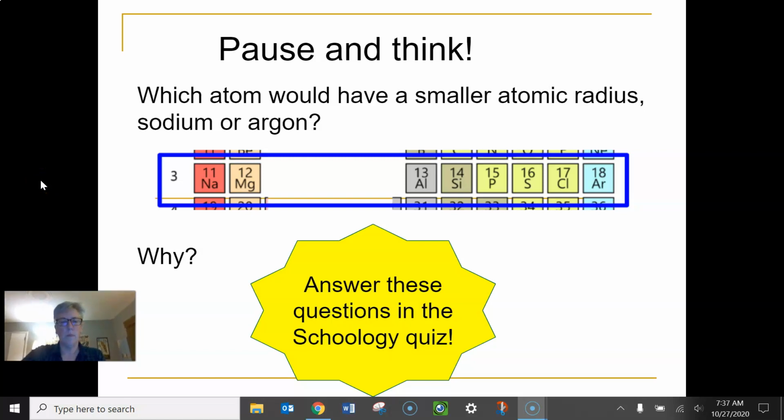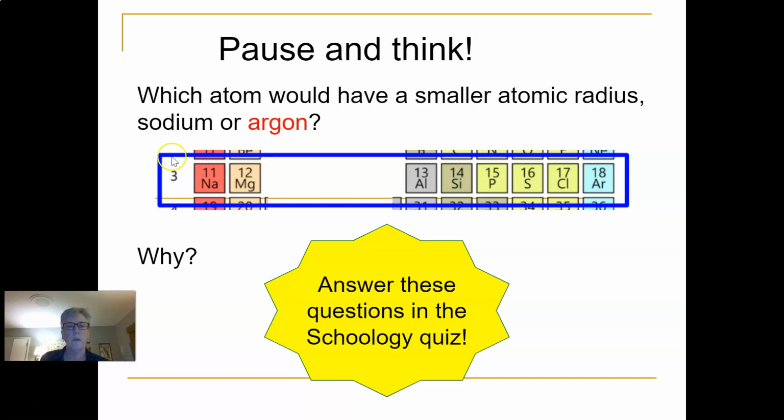All right, awesome. Let's continue here. In the question you just answered, hopefully you said that argon would have a smaller atomic radius than sodium because argon has more protons in the nucleus than sodium does, and they're all only out to the third energy level. So in this case, going across a row, it's actually charge that makes a bigger difference for the atomic radius.